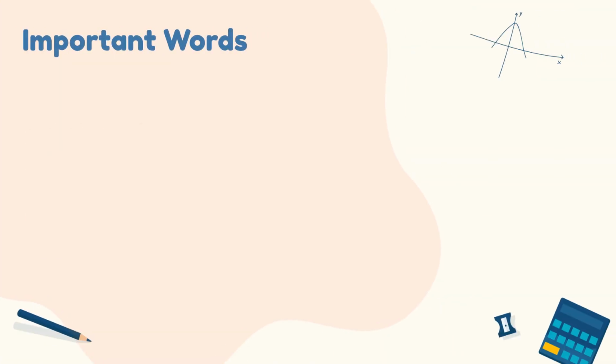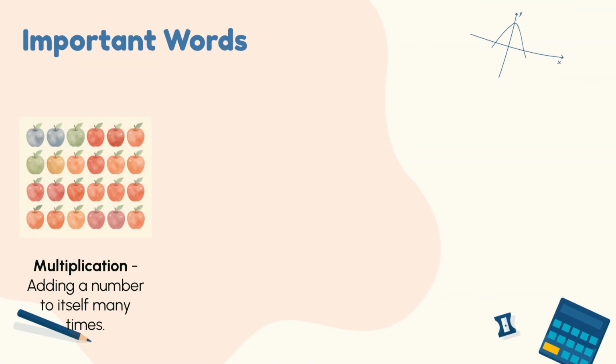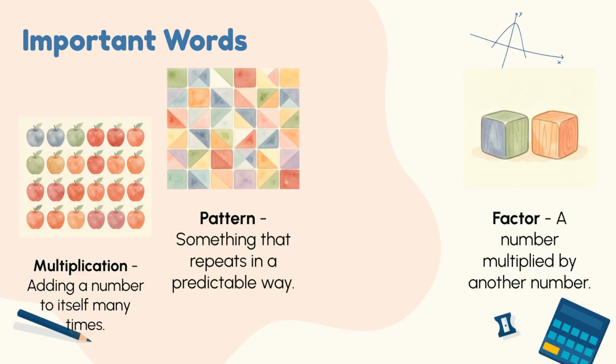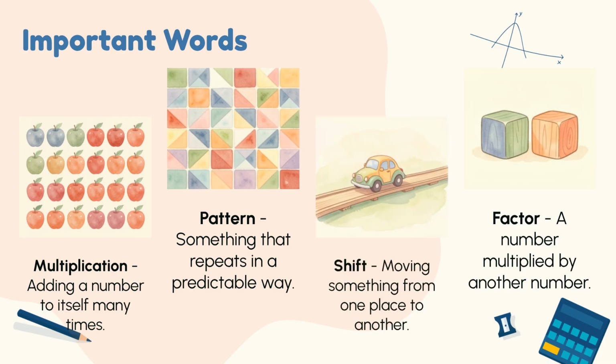Here are some important words. Multiplication is adding a number to itself many times. A factor is a number multiplied by another number. Pattern is something that repeats in a predictable way. Shift is moving something from one place to another.